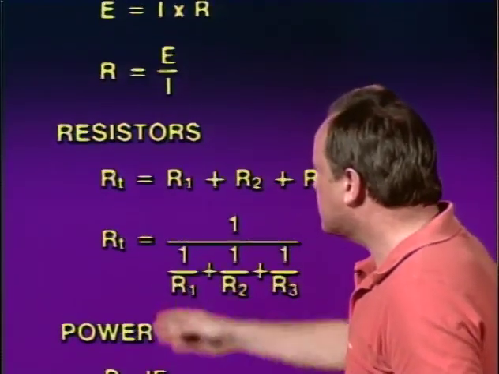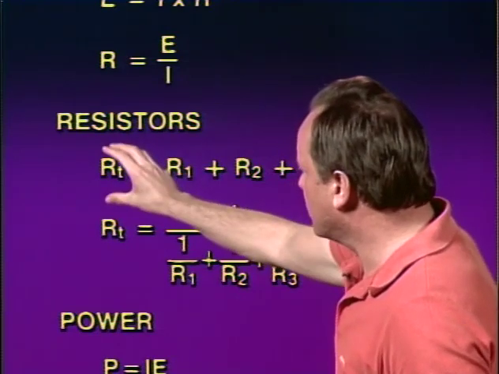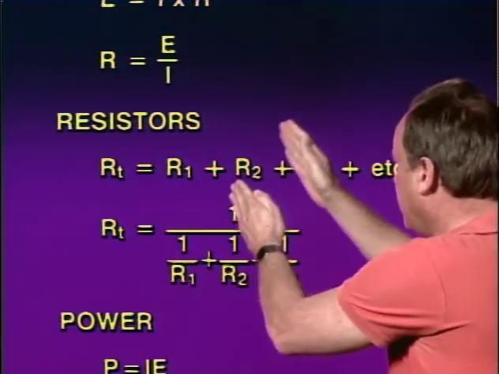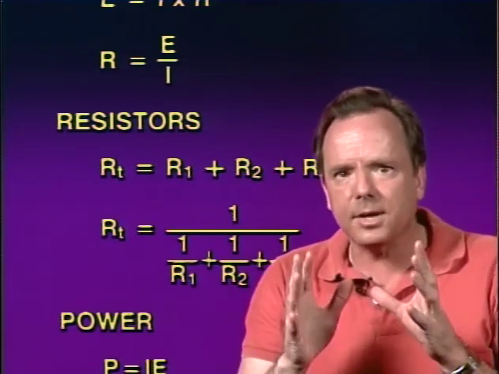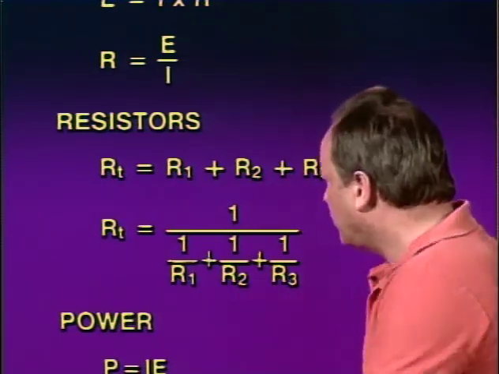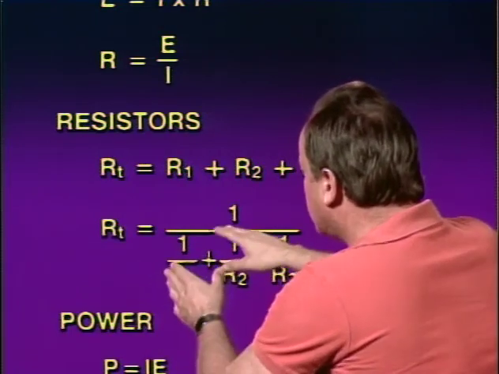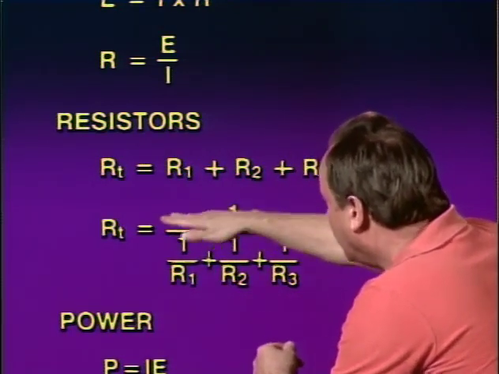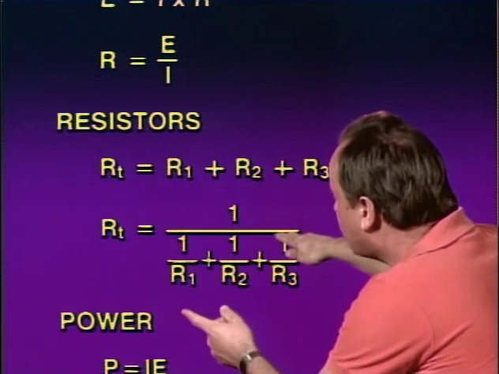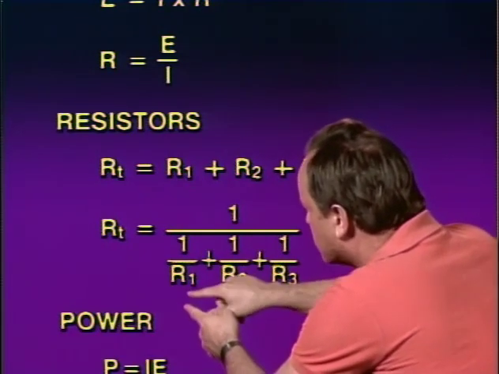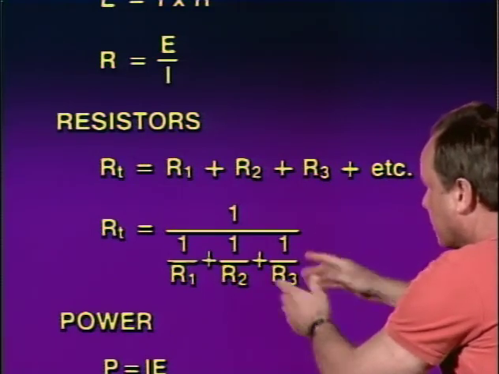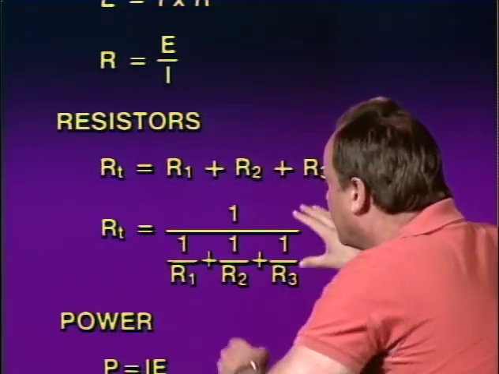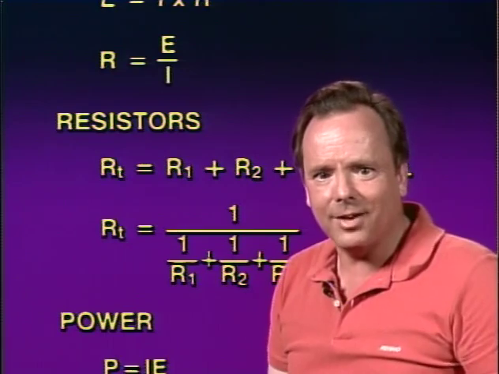First of all, resistance in series. To find the total resistance in the circuit, just add up the individual resistances, however many there are. Resistances in parallel. To find the total resistance, you use this formula. It's 1 divided by these fractions: 1 over resistance 1 plus 1 over resistance 2 plus 1 over resistance 3. If you know those two resistance formulas, you've got that taken care of.